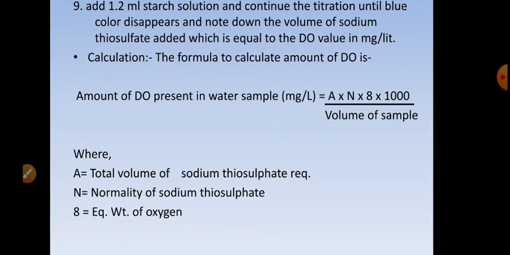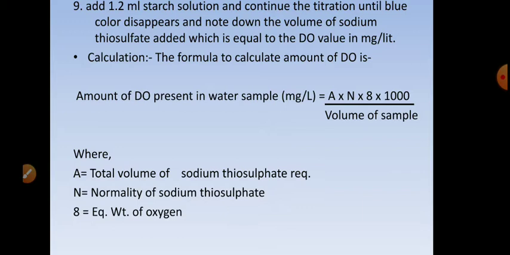We have to take it as 200 ml because 203 ml we have taken out actually, but it is equivalent to 200 ml because 3 ml of sample is lost when we are adding the MnSO4, H2SO4 or alkali azide into the bottle. So you take 203 ml in the conical flask, but it is equivalent to 200 ml only.